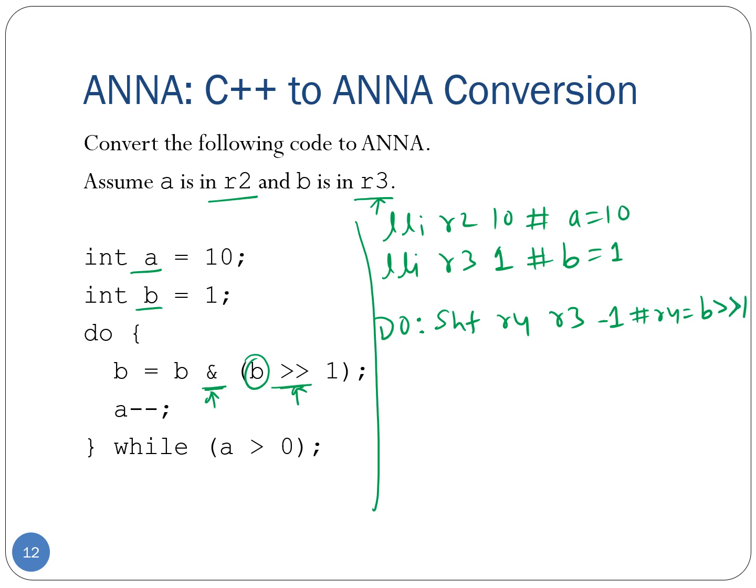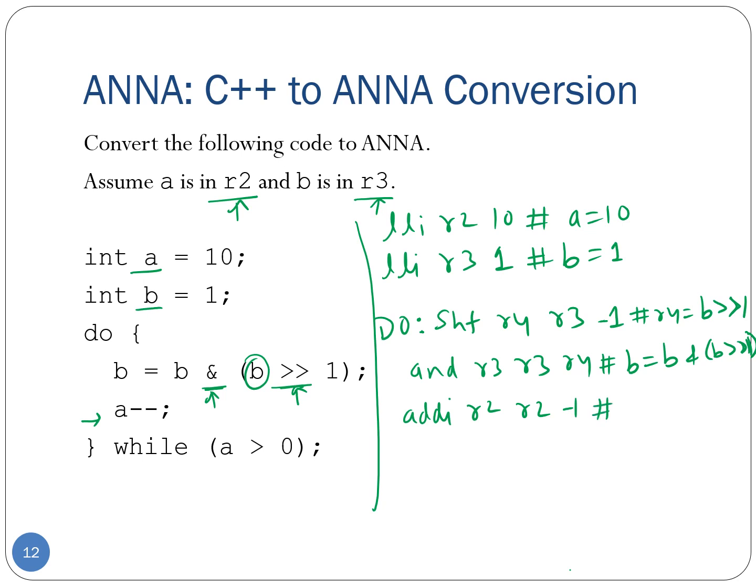Now that we have this result in R4, we can AND it with the current value of B. So let's simply say AND R3 R3 R4. This is equivalent to saying B is equal to B AND the right shifted version of B by 1, which was present in R4. Finally, the last statement in the loop is A minus minus. A, recall, is in R2, so we simply say ADDI R2 R2 -1. This is the same as saying A is equal to A minus 1.